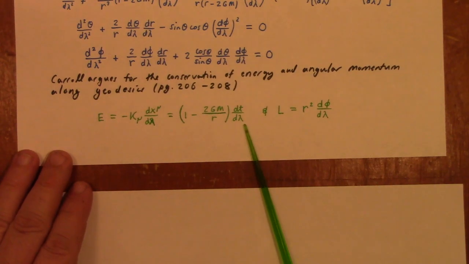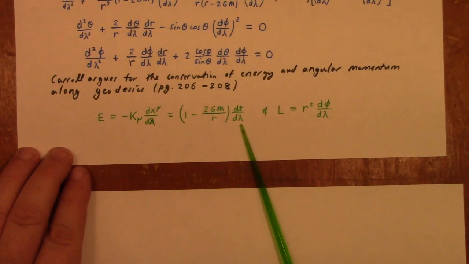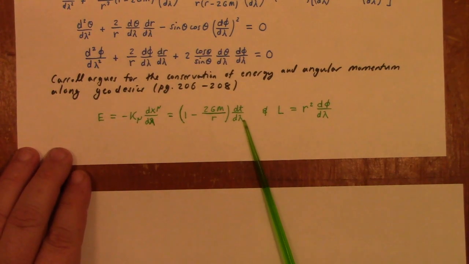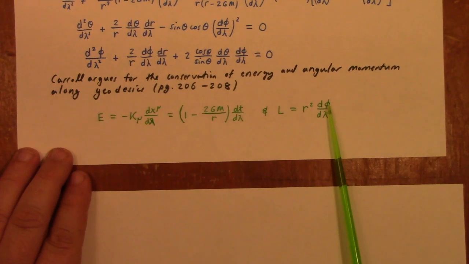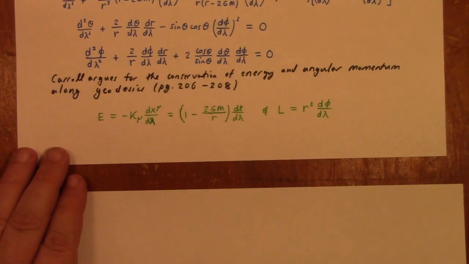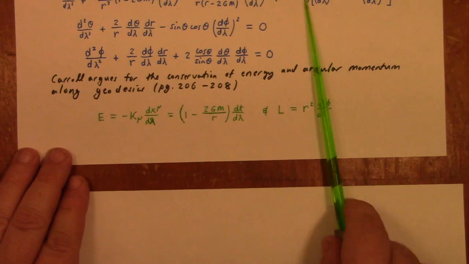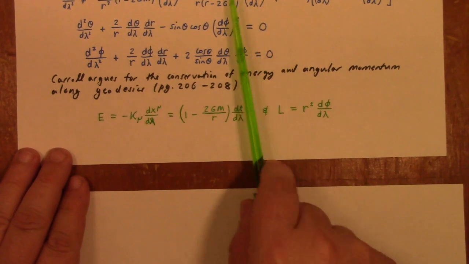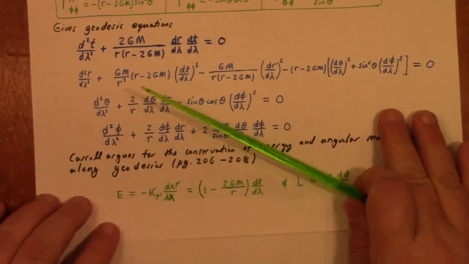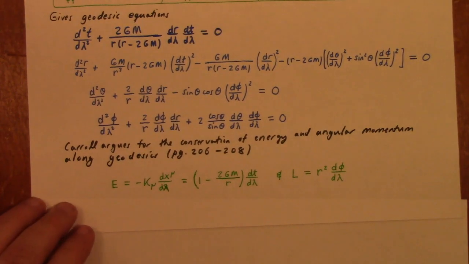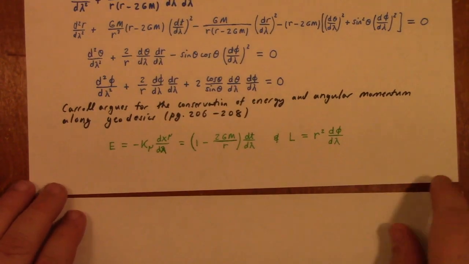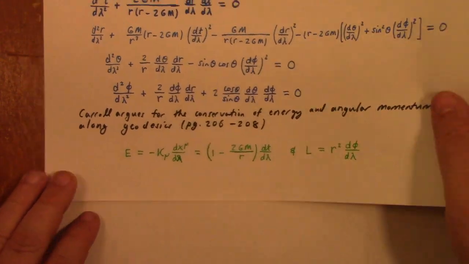It could be proper time, but these are the curves we're talking about. They could be space-like, they could be time-like, they could be null curves. All right, so lambda doesn't have to be proper time. It might be an affine parameter or whatever. And the angular momentum is r squared dφ/dλ. All right, so these have to be conserved along the solution. So even though I can't solve these directly, I can still say things about their solutions because we can study the conserved quantities of energy and angular momentum.